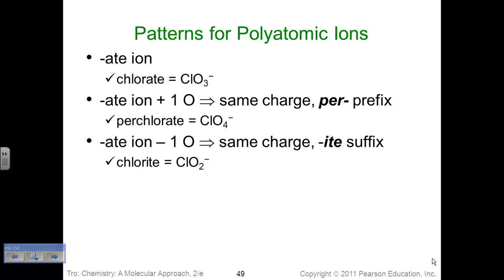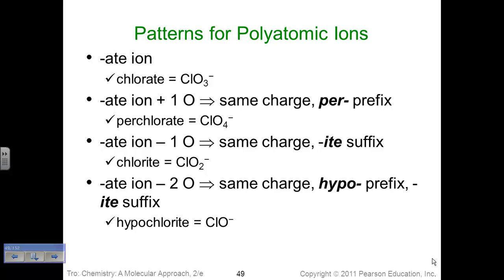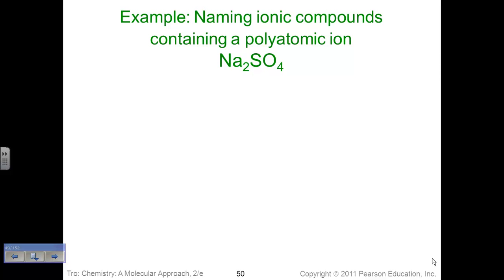What if we subtract an oxygen? The ate ending changes to an ite ending. Chlorate, ClO3 negative. Chlorite, ClO2 negative, removing an oxygen to one below the normal. And if you remove yet another oxygen, we get the prefix hypo with the suffix ite. Hypochlorite, ClO carrying a -1. This is what I'd call a family of ions, all with the root word of chlorine.